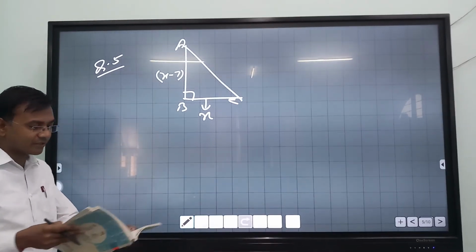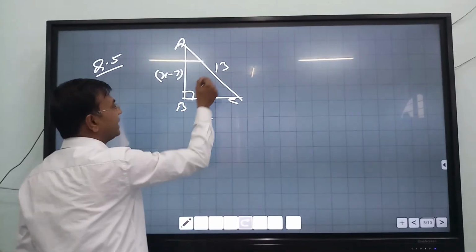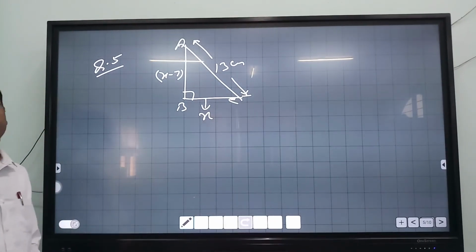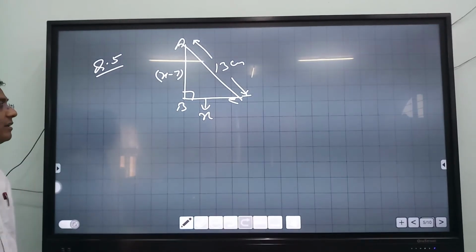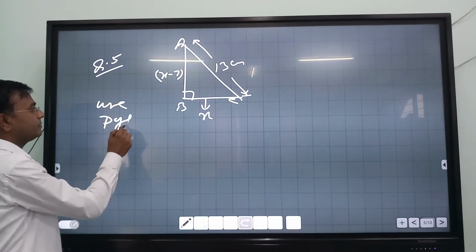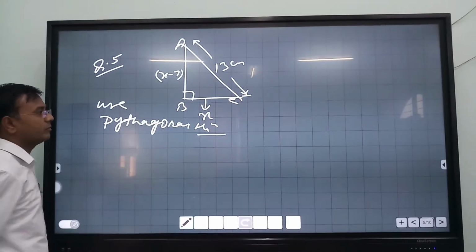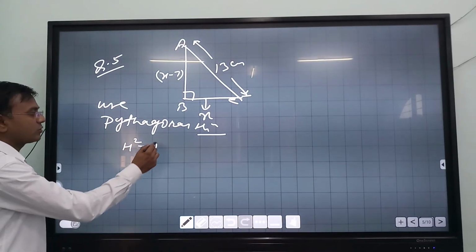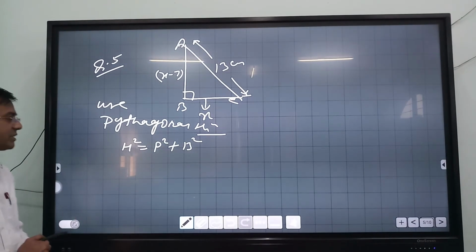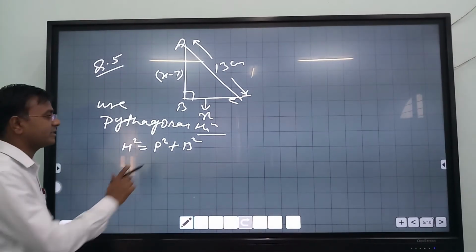And the hypotenuse is 13 centimeter. Hypotenuse means the side opposite to the right angle. This side is 13 centimeter. So find the value of x, that is the dimensions of the right angle triangle, perpendicular and base. So use the Pythagoras theorem, which states h square equals p square plus b square. I think you must have studied this in previous classes. Pythagoras theorem: hypotenuse square equals perpendicular square plus base square, right?